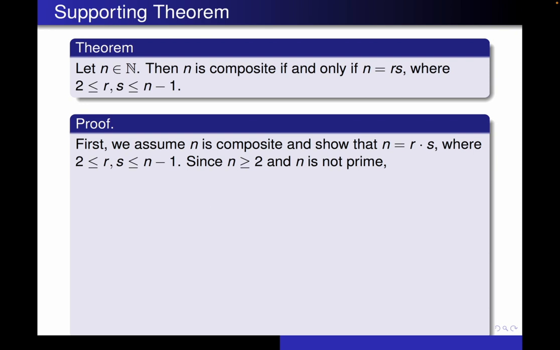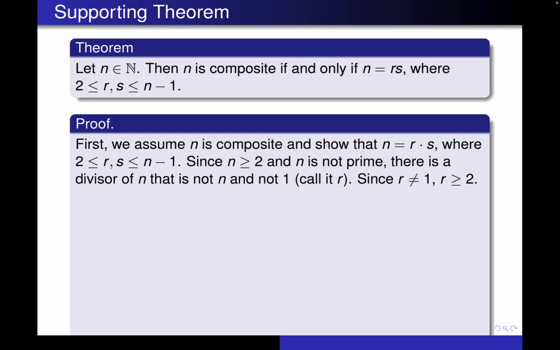We know n is not prime. That means there is a divisor of n that is not n and not 1, because if that were not the case, then n would be prime. So we're going to just say r is one of those divisors that's not n and not 1. So we know it's not equal to 1. That means it has to be at least 2. And we know it's not equal to n, so it has to be at most n minus 1.